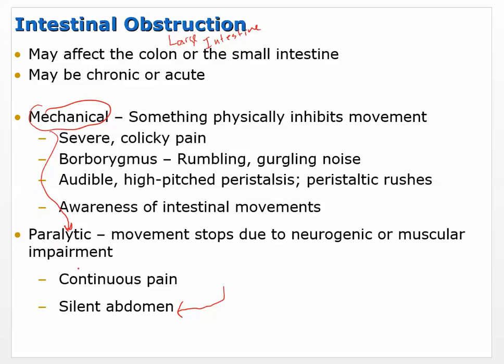That's paralytic, and that's going to be continuous pain, as opposed to what we saw up here with mechanical, which was colicky pain, severe colicky pain. So continuous pain would be more associated with paralytic.